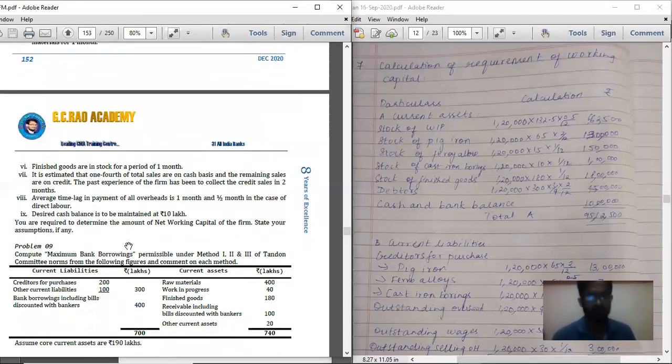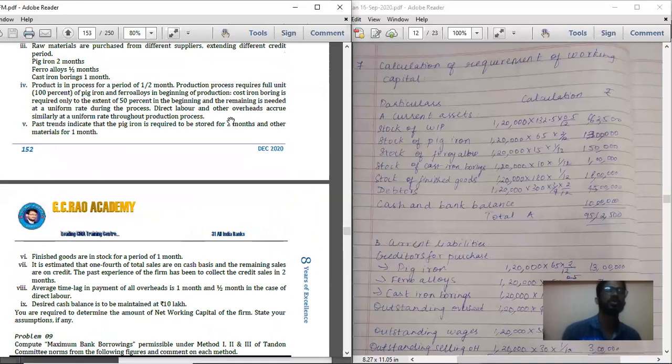And point number 7. It is estimated that 1/4 of total sales are on cash basis. So the remaining 3/4 is on credit. And past experience of the firm has been collected that credit sales are in 2 months. That is, debtors are allowed 2 months. So point number 8. Average time lag in payment of all overheads is 1 month, and half a month in case of direct labor. Simple. For overheads it is 1 month, and for direct labor it is half month. Desired cash balance to be maintained is 10 lakhs. You are required to determine the amount of net working capital of the firm. State the assumptions, if any.